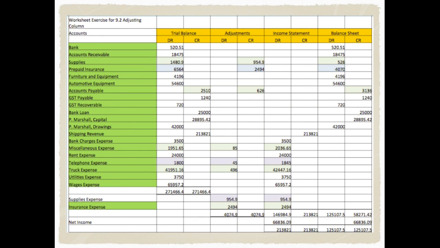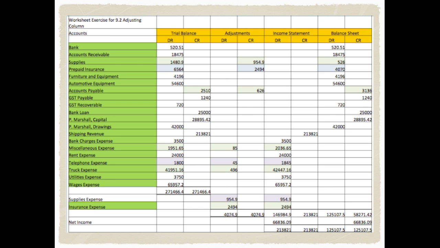So, what we have in the debit column for the income statement is $146,984.90, and the credit column we have $213,821. Now this tells us that we have net income because the credit column, which represents revenue, is greater than the debit column, which represents expenses. So we find the difference of both, and then we write the difference under the debit in this case because that is the lower number in the columns.